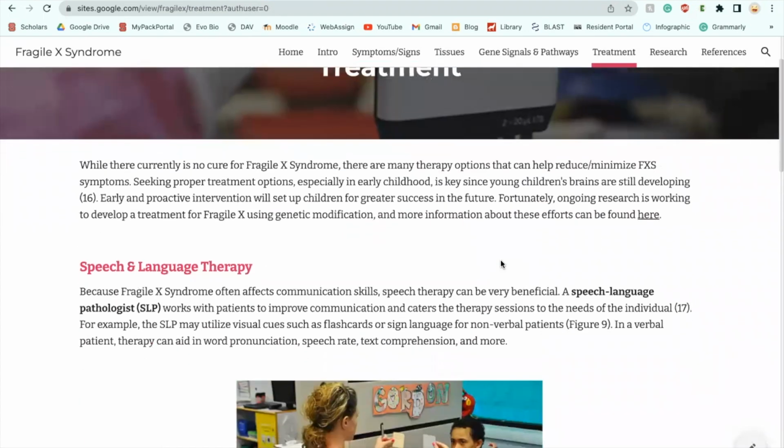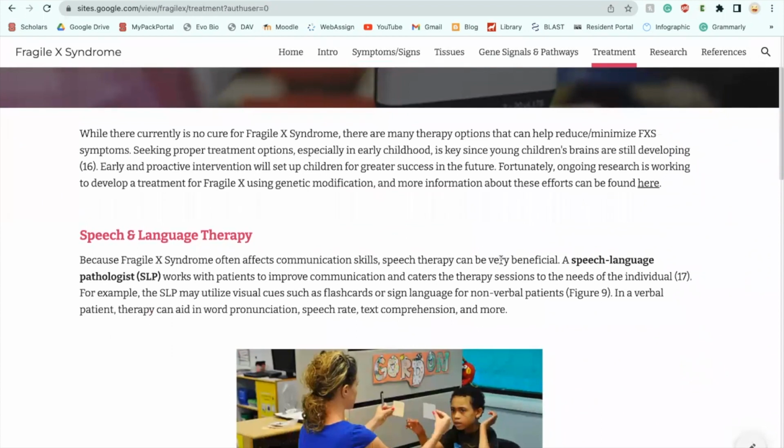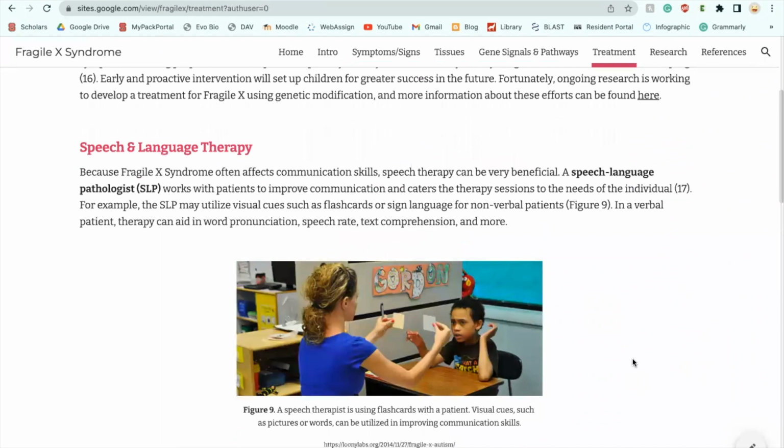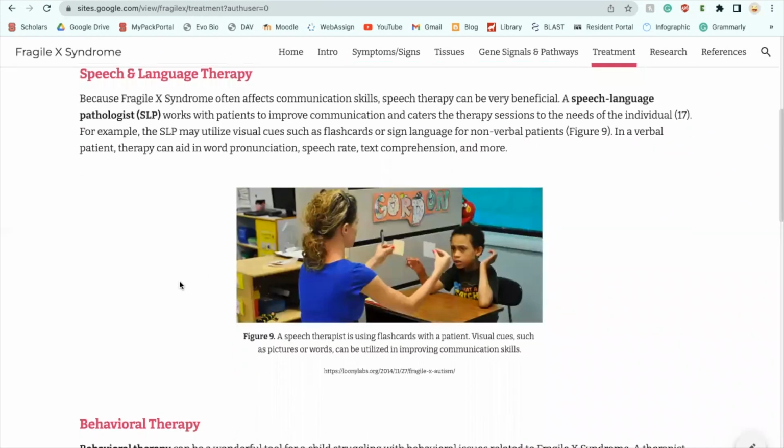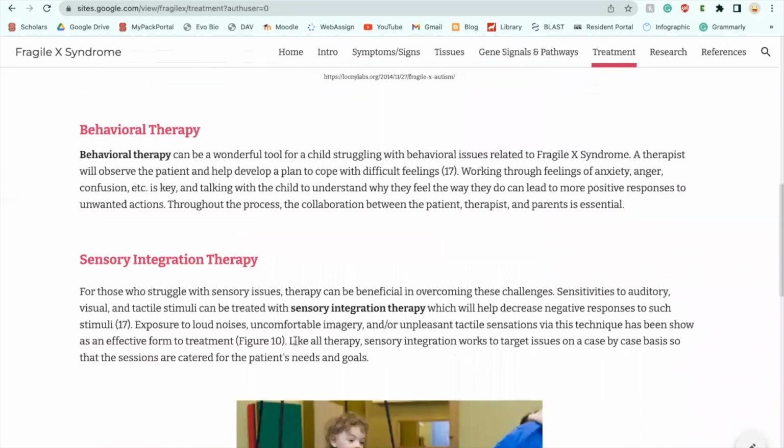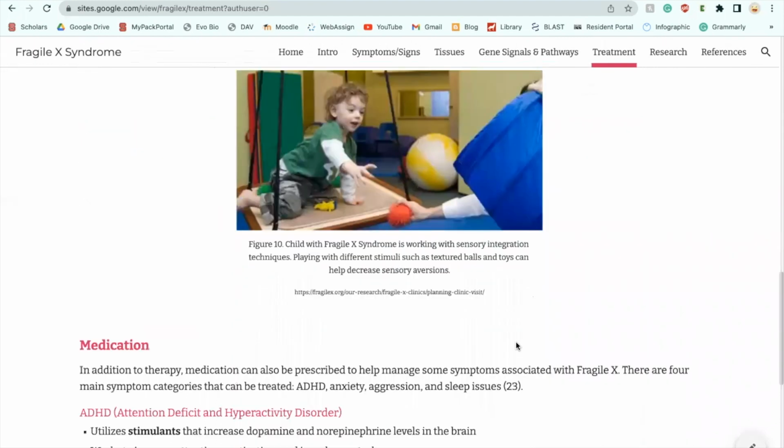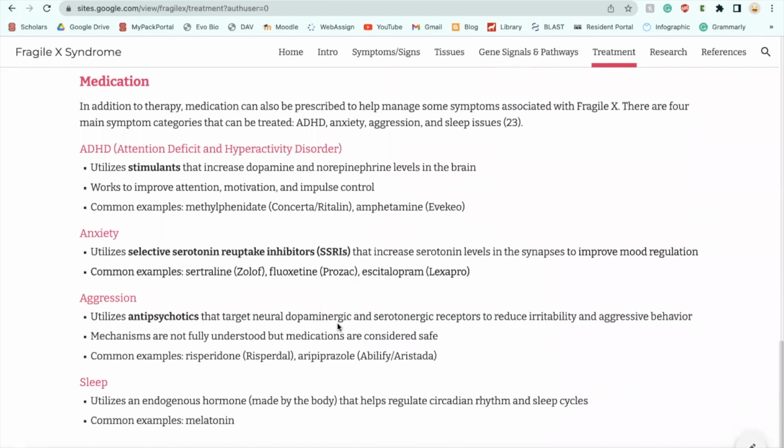For treatment, there is basically therapy and medicine that can be used for Fragile X. So I broke down the therapy into the 3 most common types. And then I also included the 4 most common symptoms that are treated for Fragile X. And I talked about how these medicines work and some of the common brands that are associated with them.